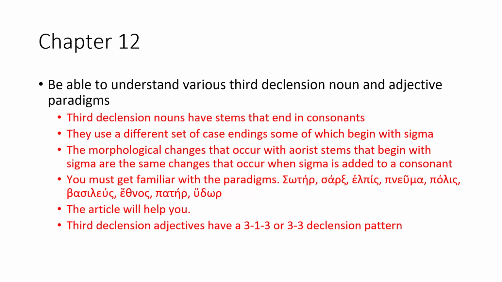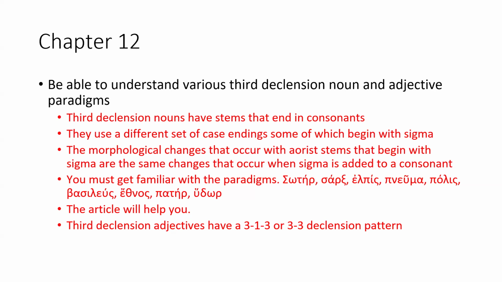You must get familiar with the paradigms and you have to recognize them. So studying the paradigms for words like soter, sarx, elpis, pneuma, polis, basileus, ethnos, pater, and hudor. If you memorize all those paradigms, you'll be super well set, but you need to be familiar with all of them. And for the chapter, you need to memorize soter, sarx, elpis, and pneuma.